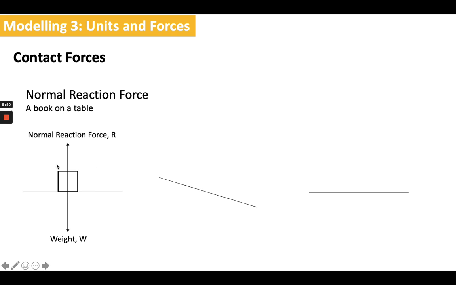Now, it's really important as well to note that this force is operating at right angles to the contact. So for instance, in this example where I've got a sloped table, the reaction force is pushing at an angle, but it is at 90 degrees to the table, or where the contact is happening.